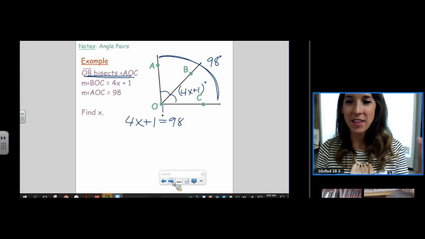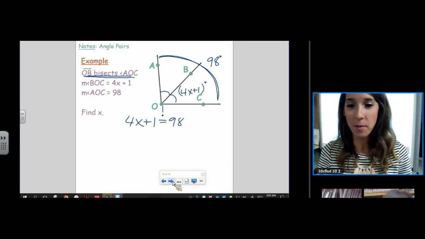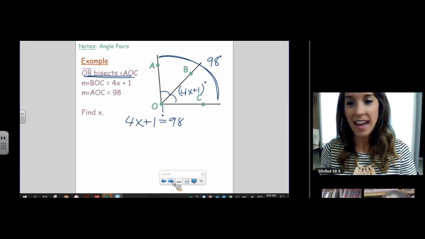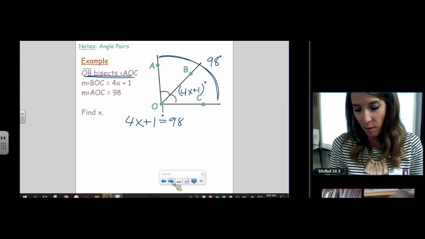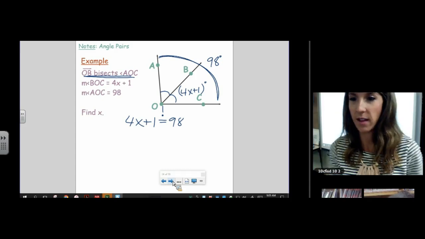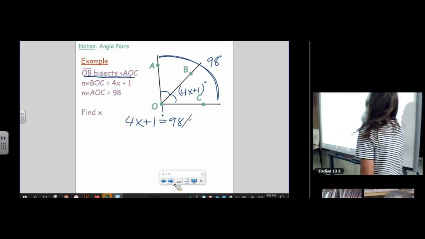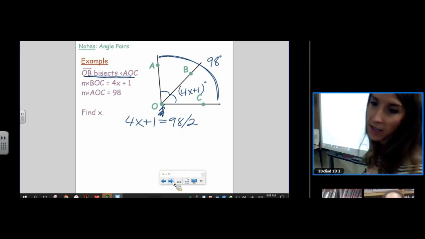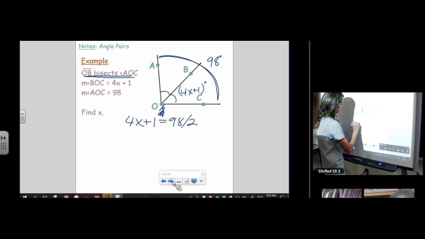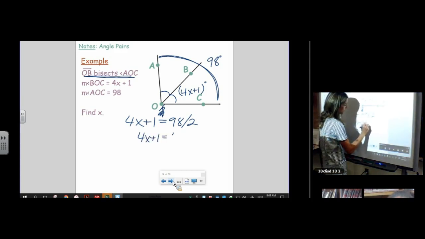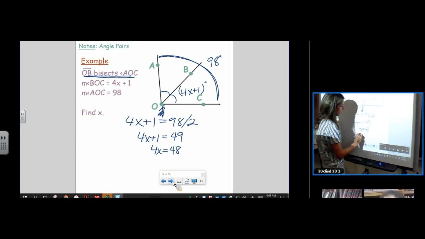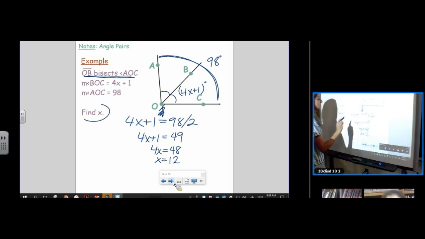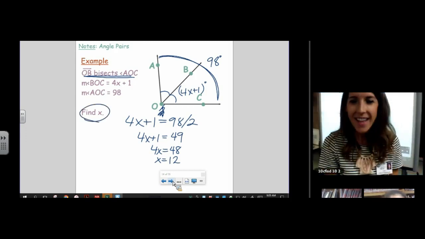Instead, we either need to cut that 98 in half or we need to double the 4x plus 1. It doesn't matter which one you do. I like smaller numbers. Do you like smaller numbers? Now, we're in good shape. So it's 4x plus 1 equals 49. 4x equals 48. X is 12. And that's all we had to find. Yay!